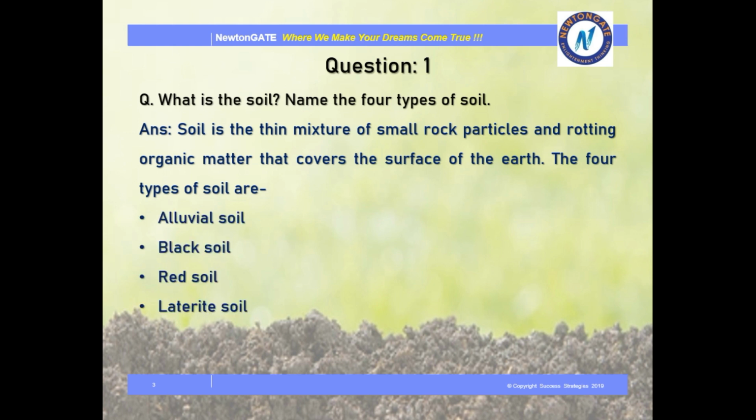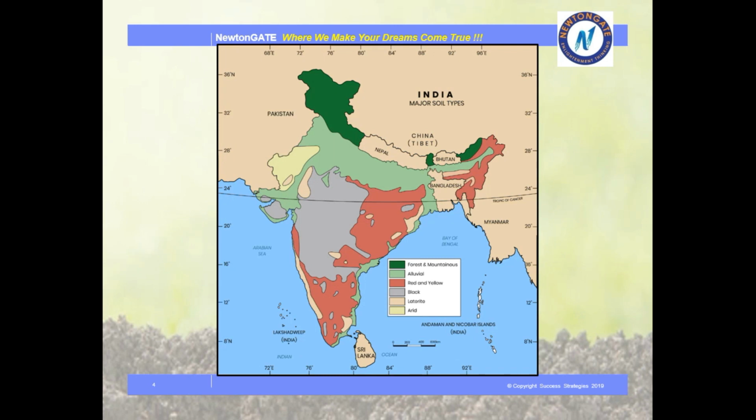So what are the 4 types? The main 4 types are the alluvial soil, black soil, red soil and the laterite soil. So this is the map of India. It represents the major soil types. So you can see the light green portion demarcate the region of the alluvial soil, which is very fertile in nature, and the 3 rivers are constantly flowing. One is Indus, Ganga and lastly the Brahmaputra.